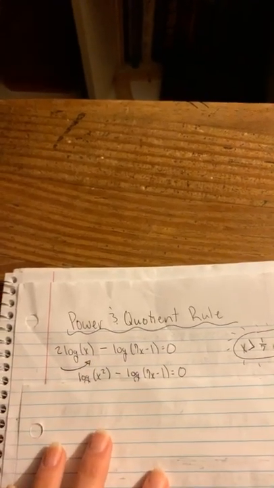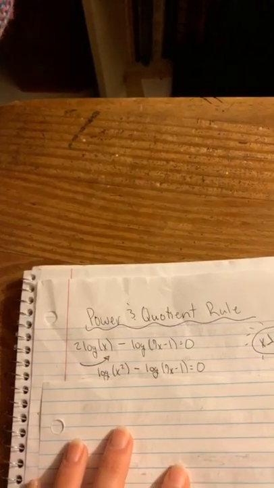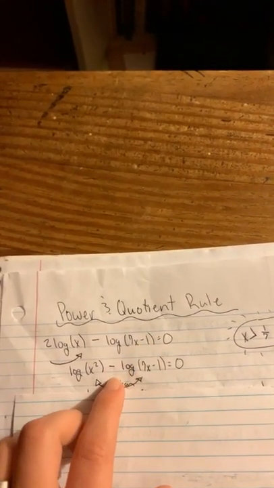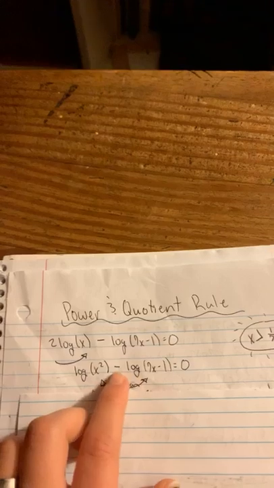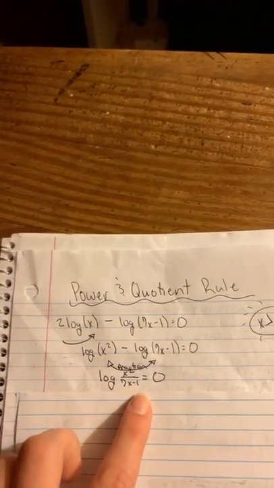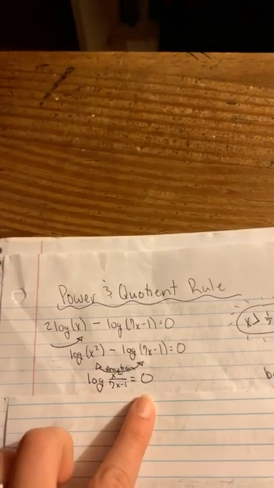So because of the power rule, we know that we can put the 2 as an exponent on the x. So we get log of x squared minus log of 7x minus 1 equals 0. Now, we can put this into fraction form because of the quotient rule, which says that this subtraction means that this would be the numerator over this denominator. So then we get log of x squared over 7x minus 1 equals 0.